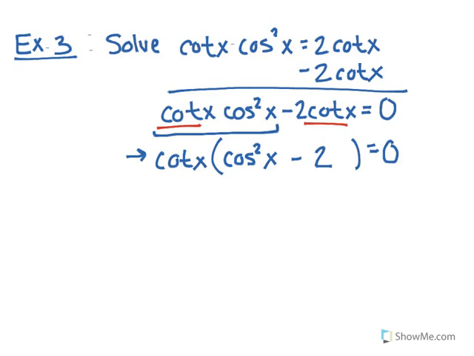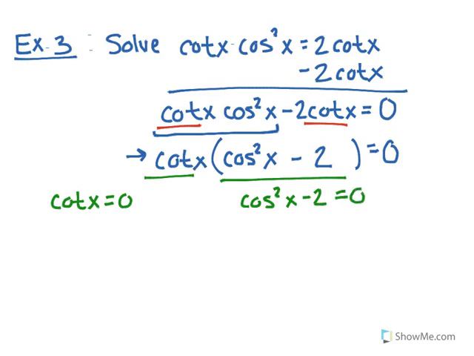Okay, now what we are able to do at this point is this is just like a factoring problem. We're going to set this piece equal to 0 and this piece equal to 0. So we're going to have cotangent x equals 0. We're going to solve that part, and then we're going to have another equation, cosine squared x minus 2 equals 0. So we're going to solve both of these at the same time. Now, cotangent of x is equal to 0 only in one place, between 0 and 2 pi, and that is at pi over 2. Okay, for this one, we're going to have to add 2 to both sides first.